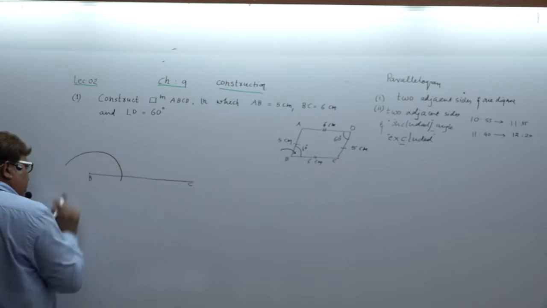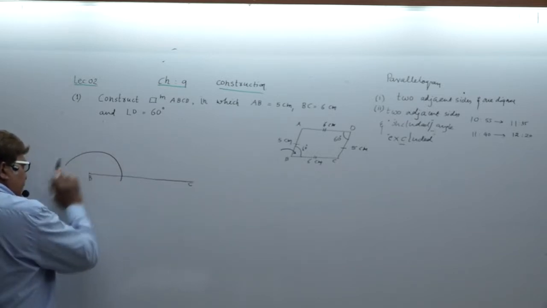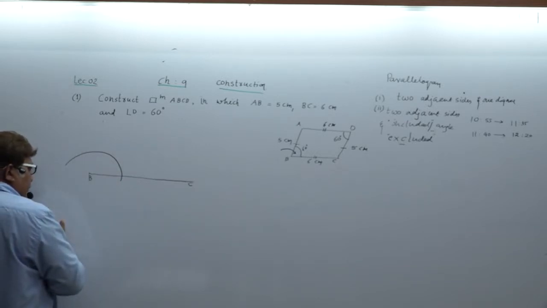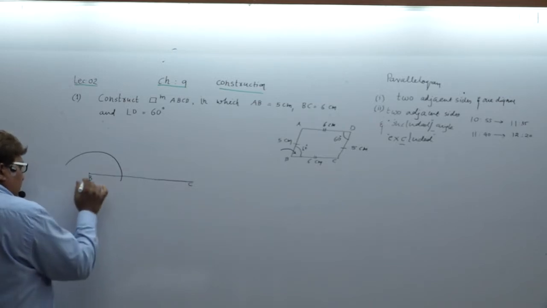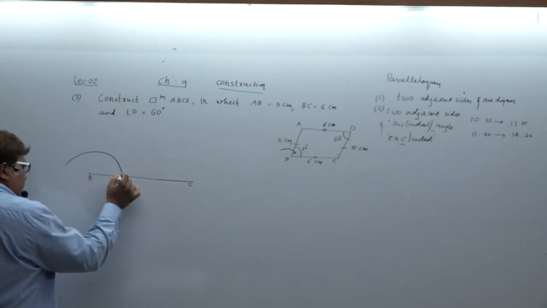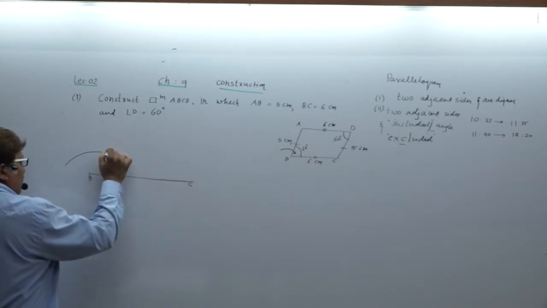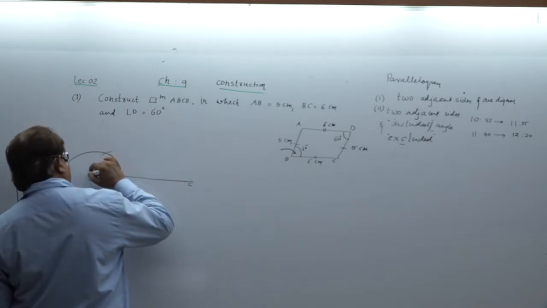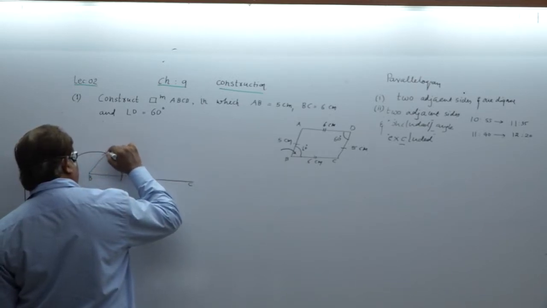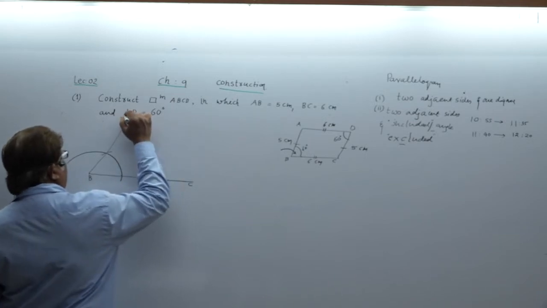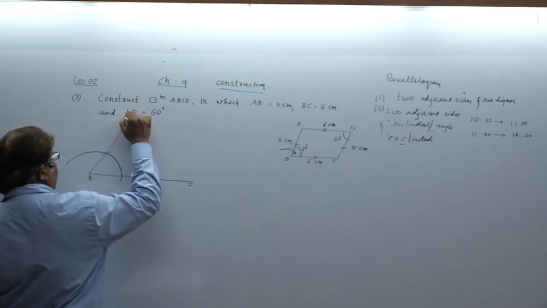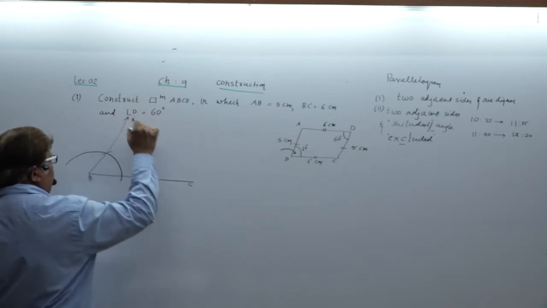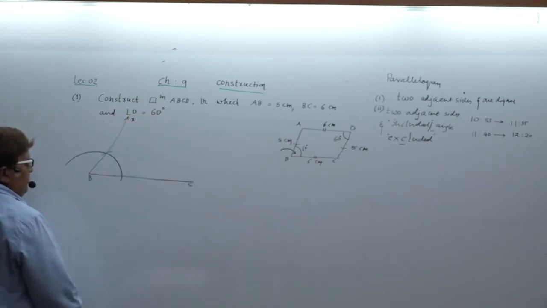Centering your compass at B and taking some appropriate radius, draw an arc. Keeping the same radius, center your compass here and draw another arc. Now, as you all know very well, draw a line passing through that. Draw a ray passing through that. Let me call it ray BX.